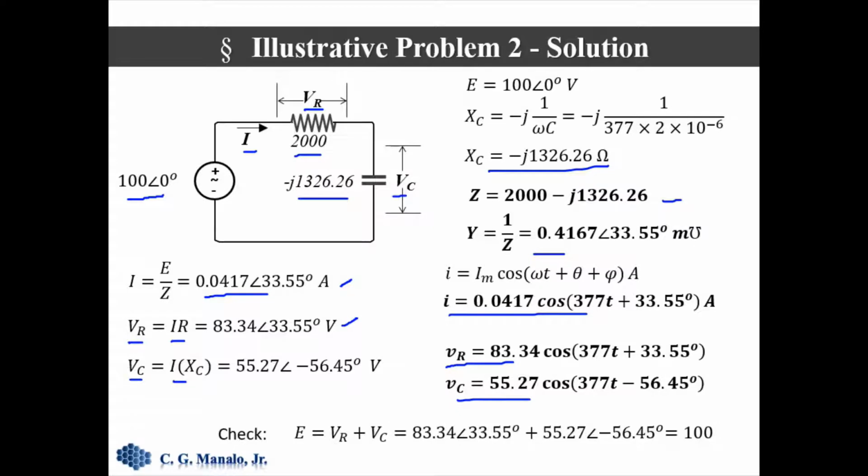We can check our solution. If we add the phasor values of V sub R and V sub C, that should give us the phasor value for E. This is really just a KVL equation used for checking our values.